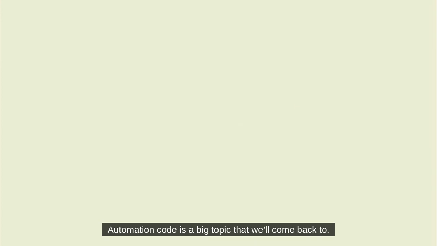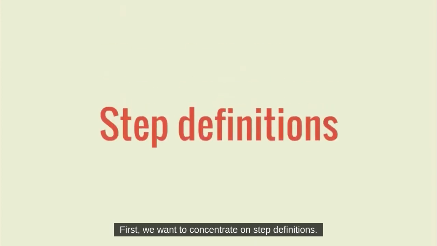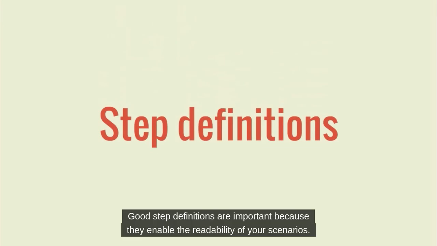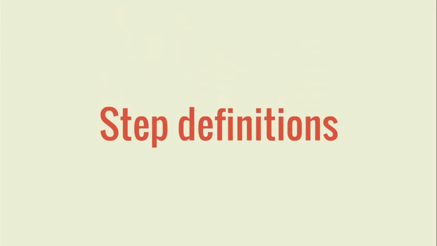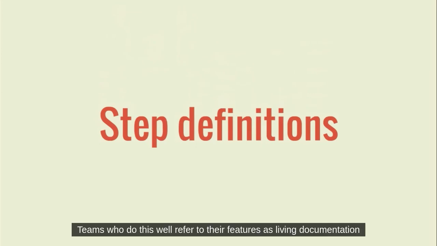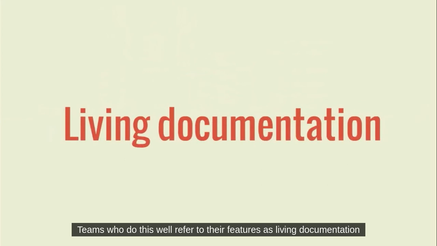Automation code is a big topic that we'll come back to. First, we want to concentrate on step definitions. Good step definitions are important because they enable the readability of your scenarios. The better you are at matching plain language phrases from Gherkin, the more expressive you can be when writing scenarios. Teams who do this well refer to their features as living documentation, a specification document that never goes out of date.